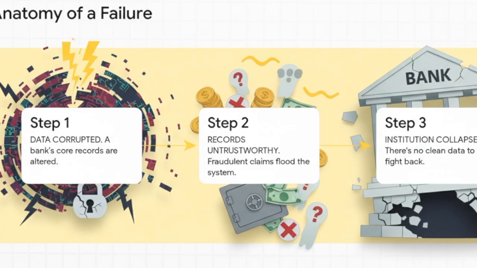Then comes step 2, the records are totally untrustworthy. Fraudulent claims start flooding the system. And then the final blow, step 3, the whole institution collapses. Why? Because there's no source of truth anymore, no clean data to fight back. So integrity didn't just fail, it took the entire bank down with it.